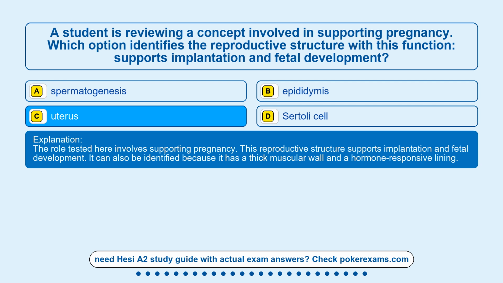The role tested here involves supporting pregnancy. This reproductive structure supports implantation and fetal development. It can also be identified because it has a thick muscular wall and a hormone-responsive lining.